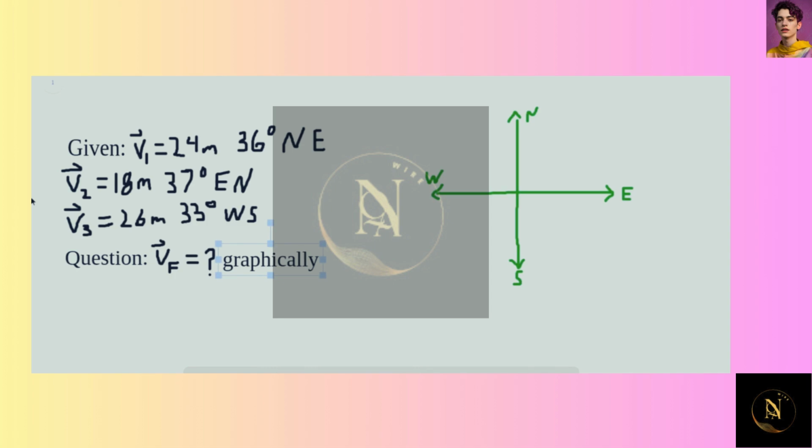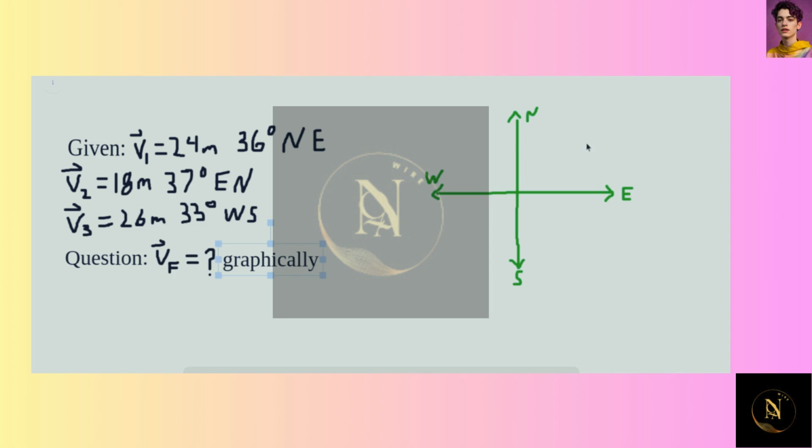Our question states that it wants us to graphically determine the resultant of the following three vector displacements. 1, 24 meters, 36 degrees north of east. 2, 18 meters, 37 degrees east of north. And 3, 26 meters, 33 degrees west of south. Okay, so it wants us to do this graphically, so just by looking at the graph and estimating based upon the graph.